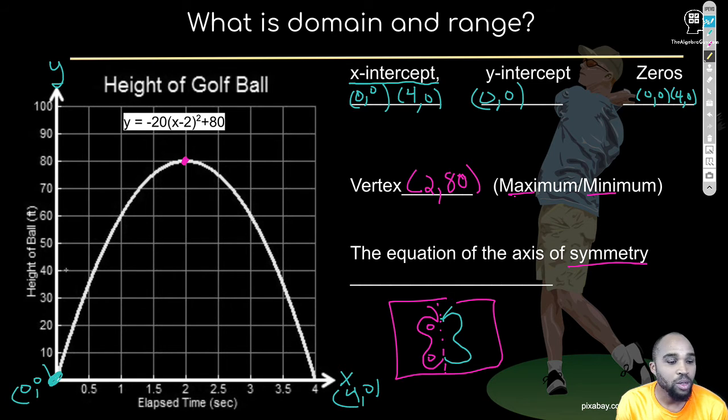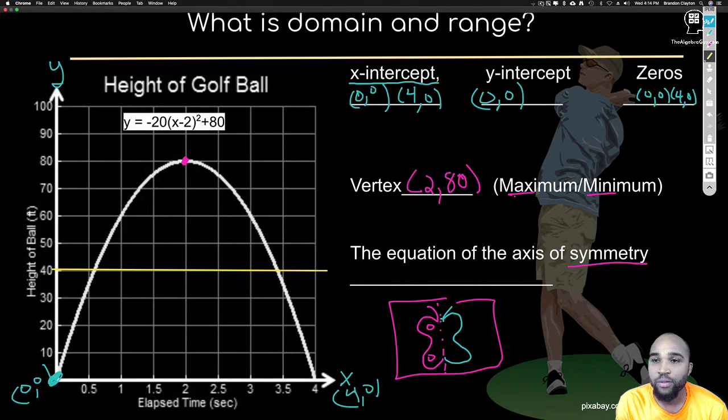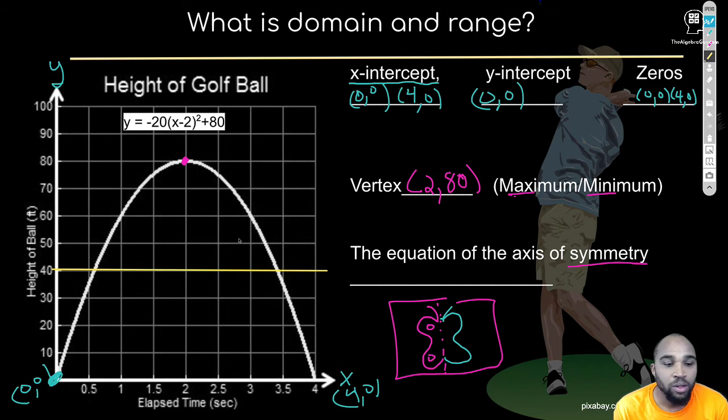So you don't want to do a line like this, because that doesn't cut it in half. This side does not look at all like that side. So we want to keep it evenly cut in half. That line can't be the line of symmetry because obviously it's not working. So let's get rid of that one.